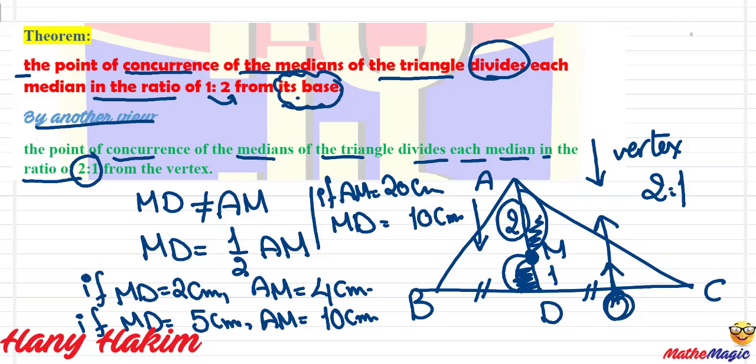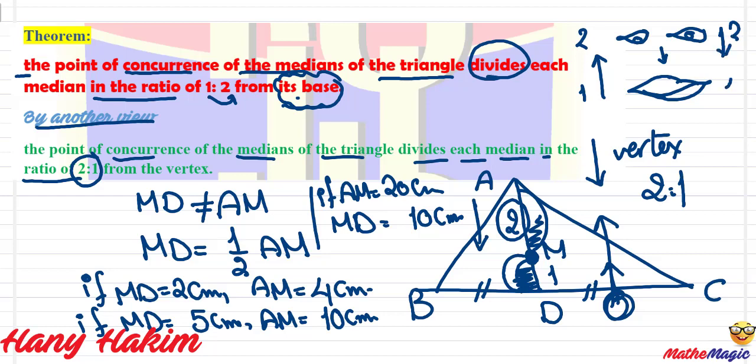You can remember this by imagining you have 2 eyes and 1 mouth. So if you move from the mouth to the eyes, this will be 1 to 2. If you move from the eyes to the mouth, this will be 2 to 1. You can represent this as a tricky way.